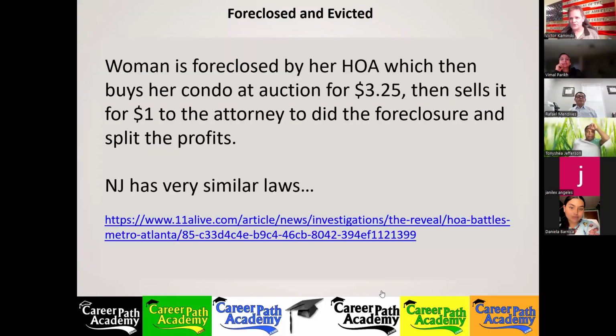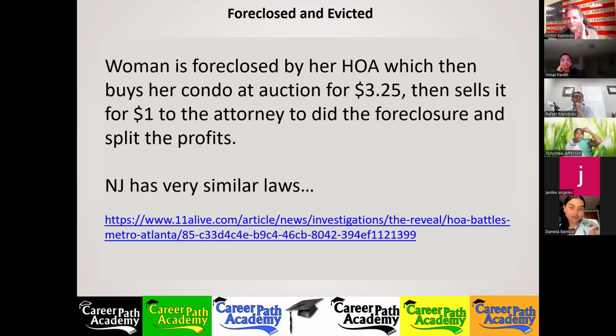Okay, so I'm going to show you another thing here. Now, this applies to New Jersey as well as other states, and this is pretty sad. But when it comes to foreclosures by a homeowners association, look at this instance. Here's an instance where a lady who owned a condo, the homeowners association buys her condo. They foreclosed on her. They sold the property at auction, but then they bought the condo back at the auction for $3.25. And then they sell it for $1 to the attorney who did the foreclosure.